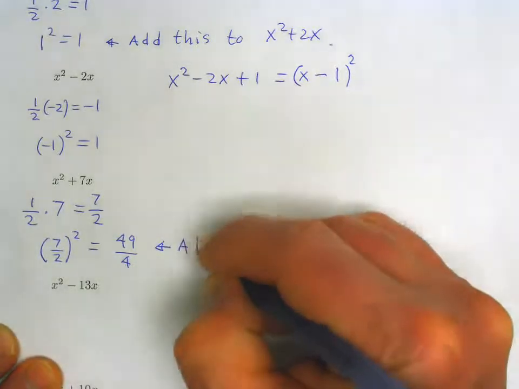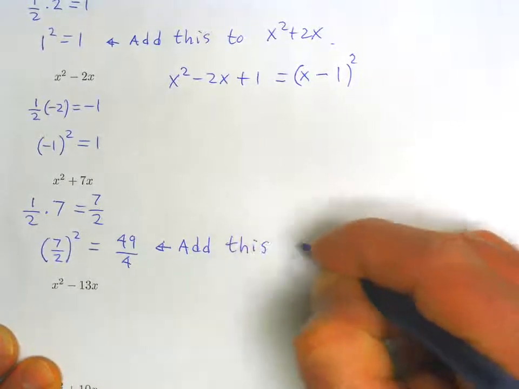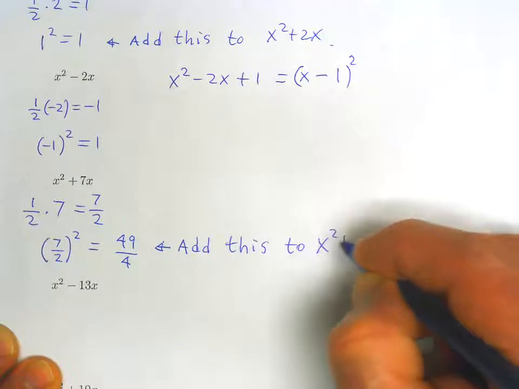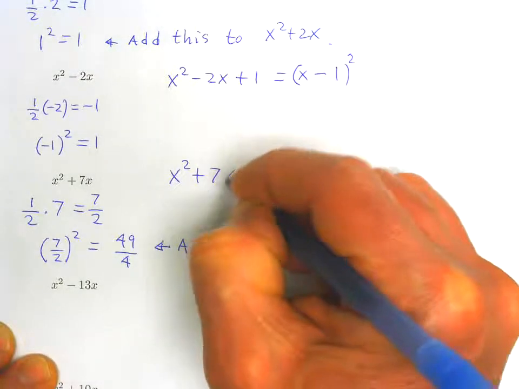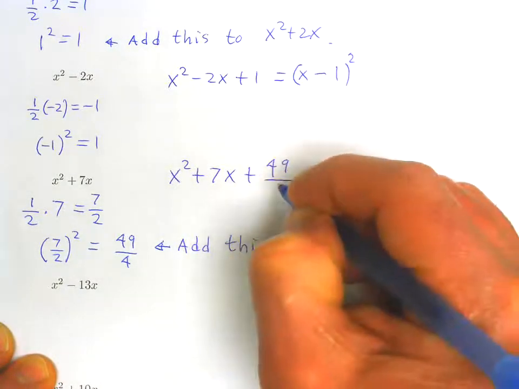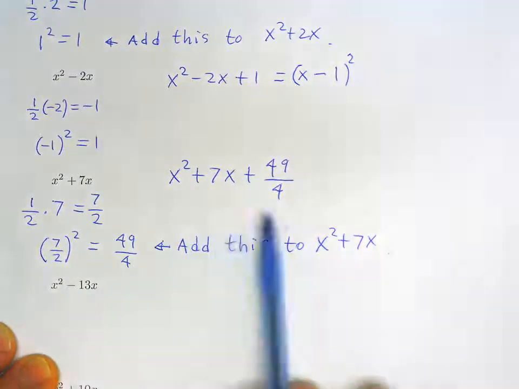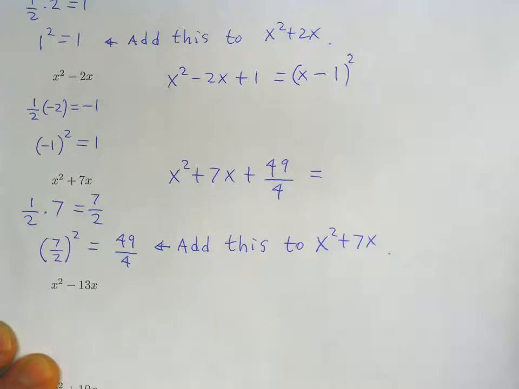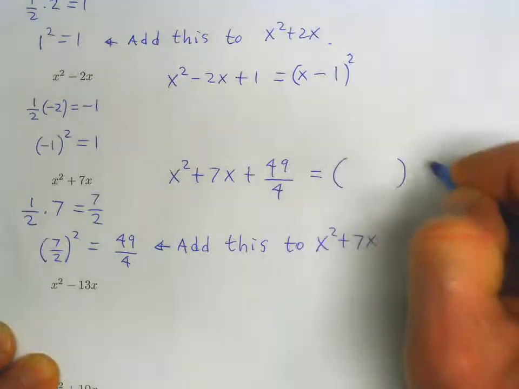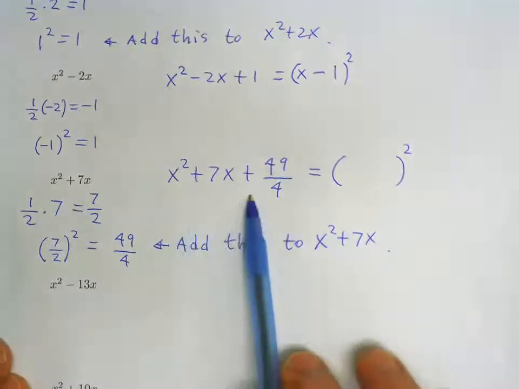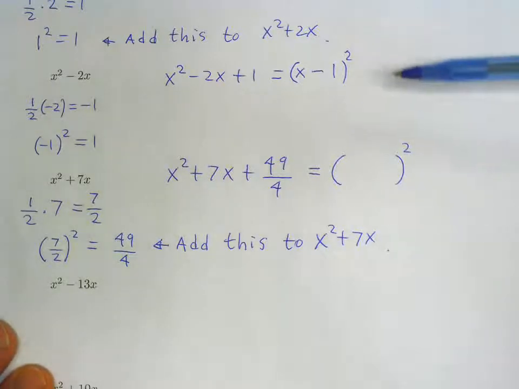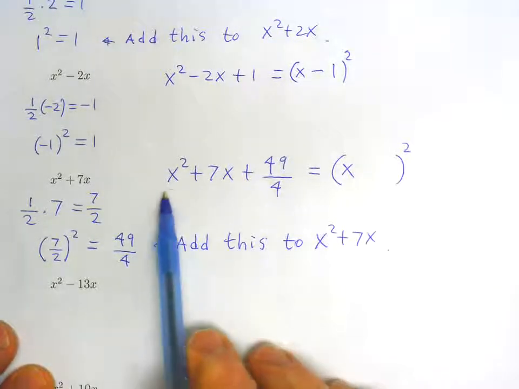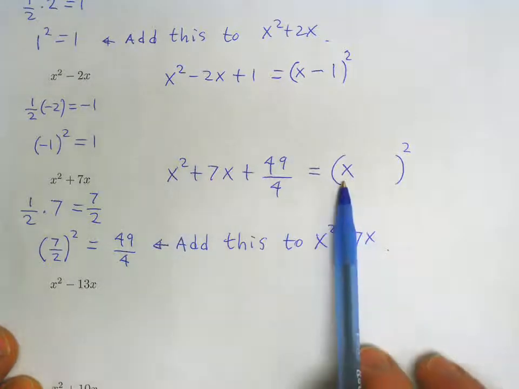So I'll just note, add this to x squared plus 7x. Okay, we add that to x squared plus 7x, and we now have a perfect square trinomial. And so the binomial that we square to get x squared plus 7x plus 49/4 can be found using the same method that I explained in the previous examples. The binomial has to have an x because the perfect square trinomial has x squared. X times x is x squared.